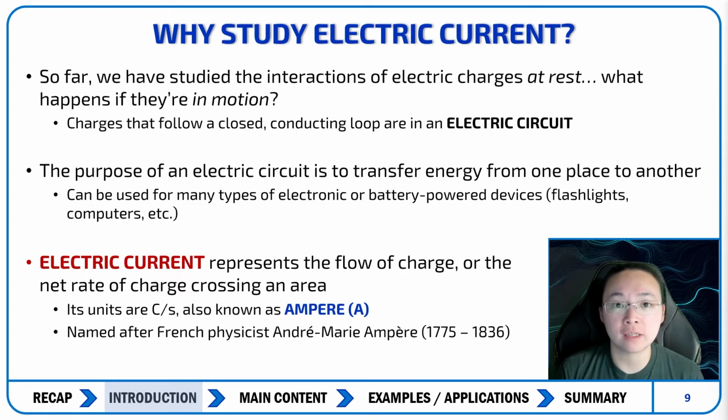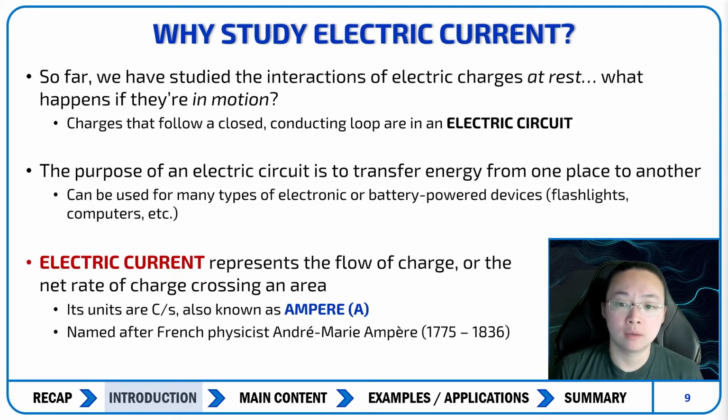The purpose of an electric circuit is to transfer energy from one place to another. It can be used for many different types of electronics or battery-powered devices because they have sources of electric energy. So from a simple flashlight to complex computers to operating an MRI machine, these are all different applications of electric circuits that we may not necessarily go through in detail, but we'll go through in general what kinds of applications are typical for electric circuits.